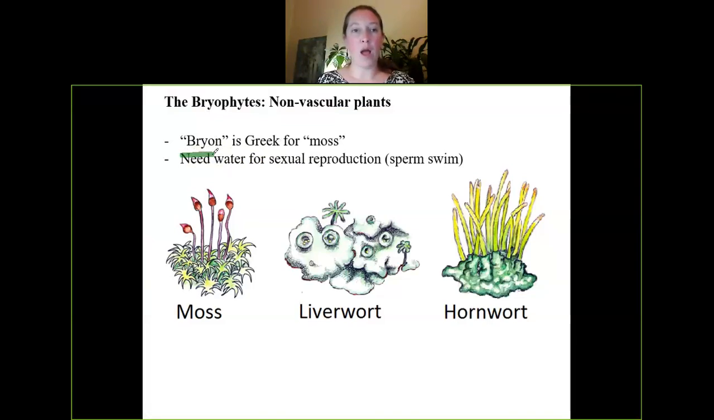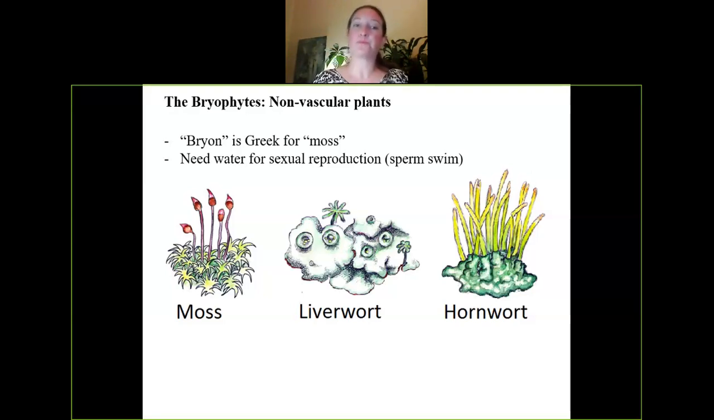This bryo, right? Bryo is derived from the Greek word for moss. So as I was saying, when they first were describing the non-vascular plants, they were all mosses, and so they thought that only mosses were the non-vascular plants, and then later these others were described, and they were also non-vascular, so they're in that same group. So non-vascular plants are non-vascular, which we'll talk about on the next slide.